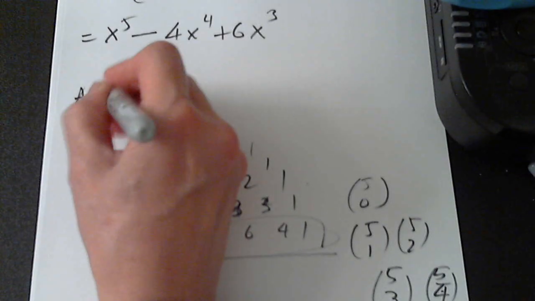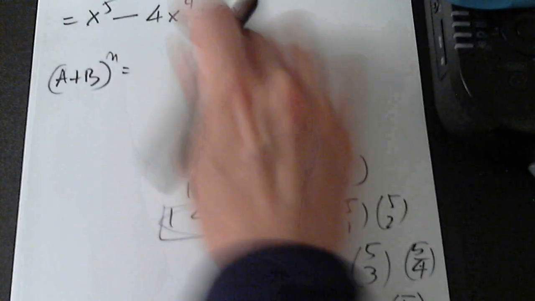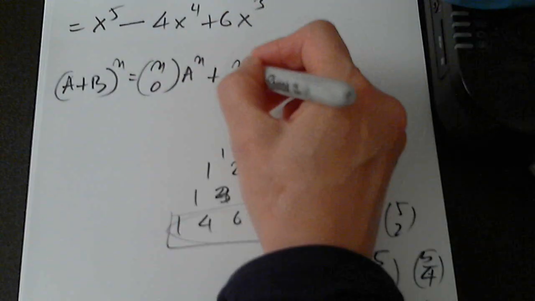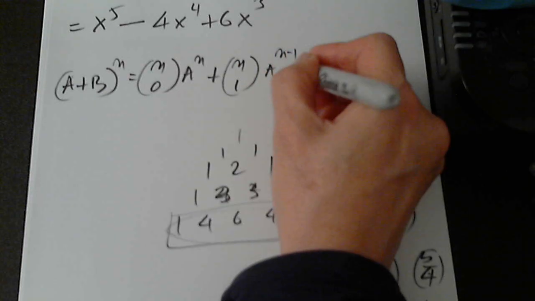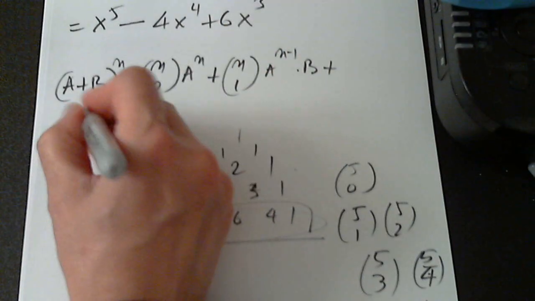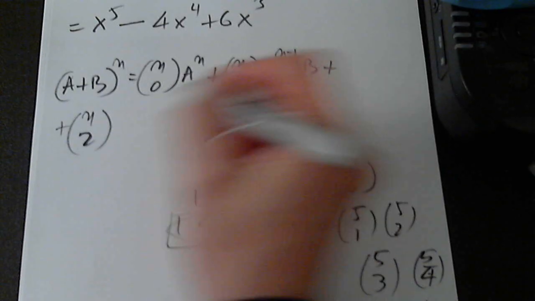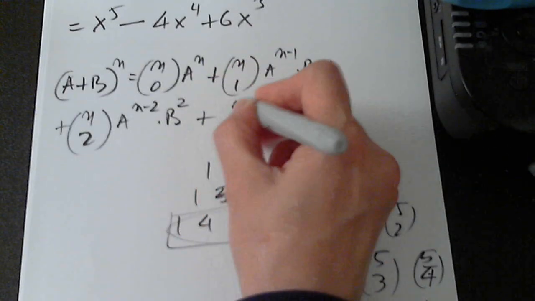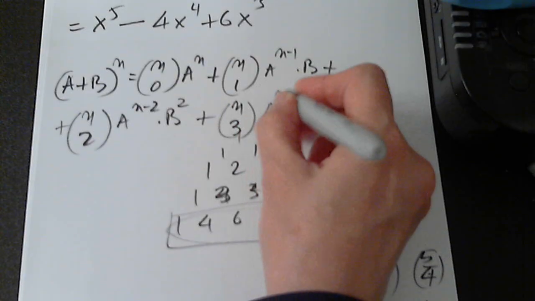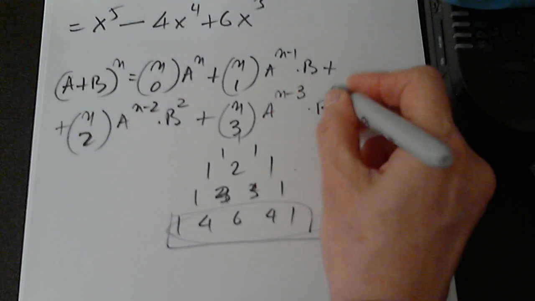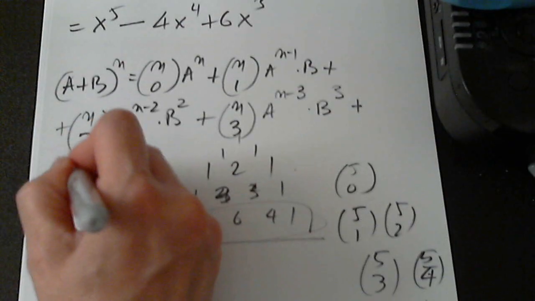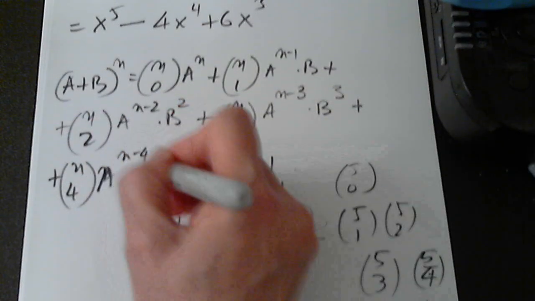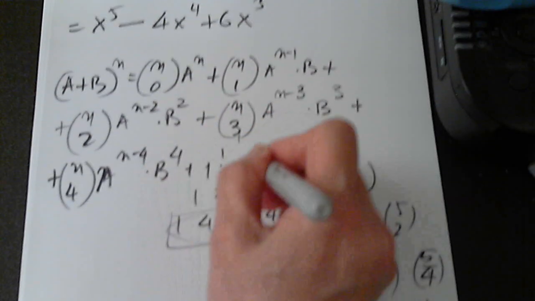So a plus b to the nth power. N choose 0, a to the nth, plus n choose 1, a to the n minus 1 times b, plus n choose 2, a to the n minus 2 times b squared, plus n choose 3, a to the n minus 3 times b to the third, plus n choose 4, a to the n minus 4 times b to the fourth, plus dot, dot, dot.